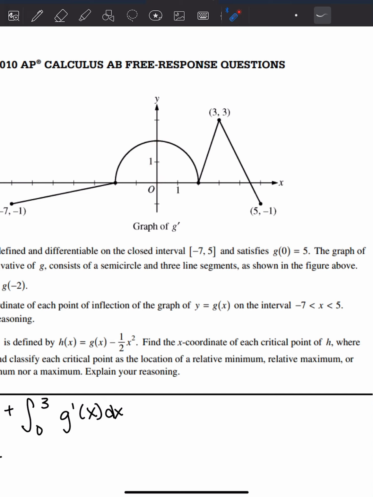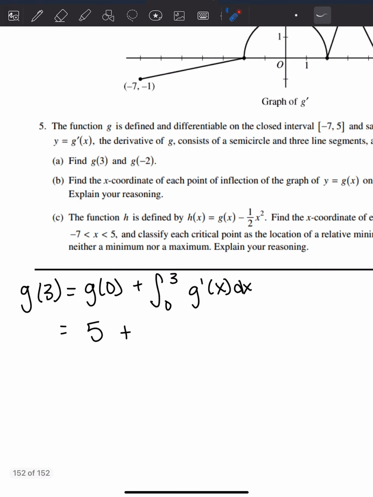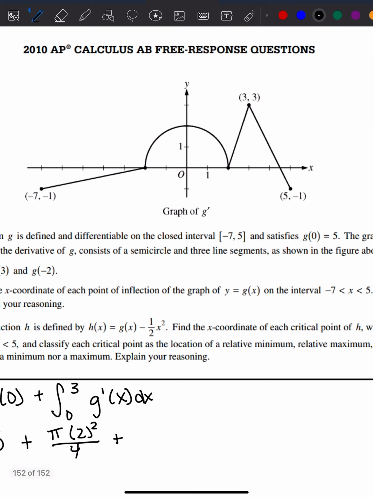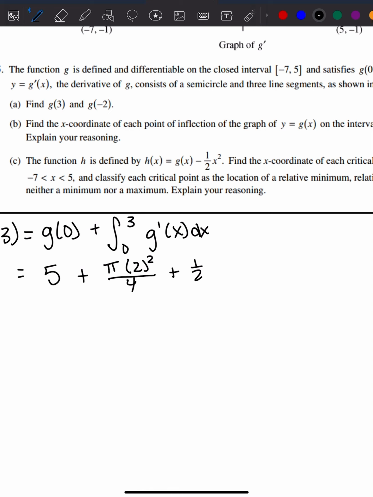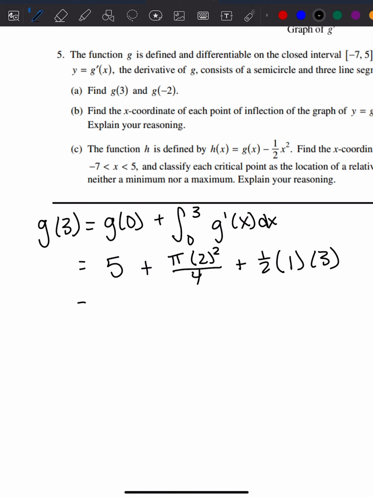is 2. So we're going to use the equation for a circle to find the area. So we want pi r squared, and then we're going to divide it by 4 because we only want a quarter of that circle. So pi times our radius, which is 2, squared divided by 4, plus the area of this triangle. So we have a base of 1, and we have a height of 3. So we're going to use the area of a triangle formula, 1/2 base times height.